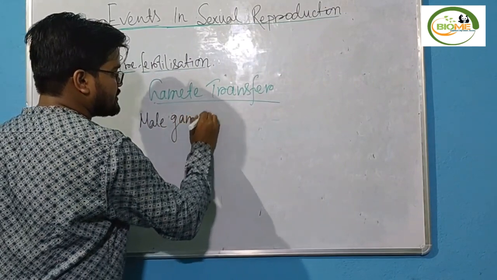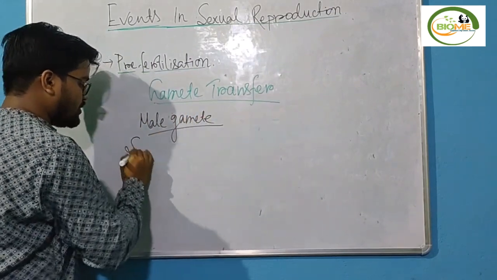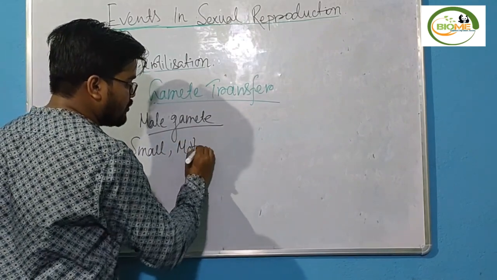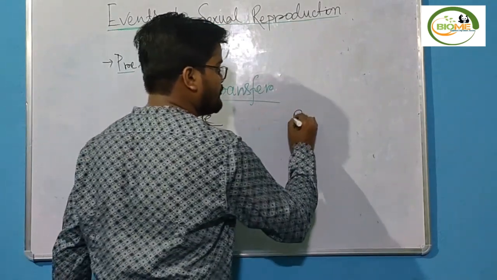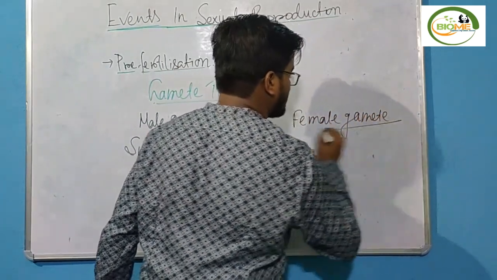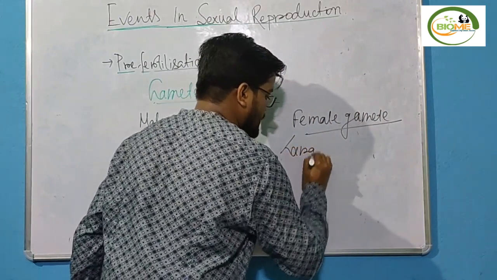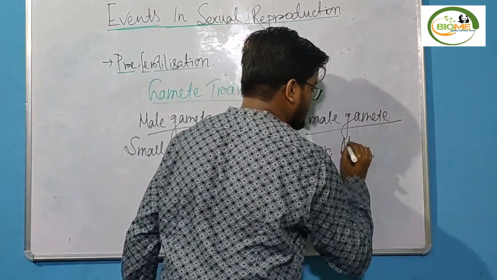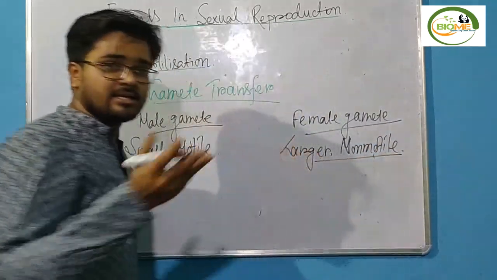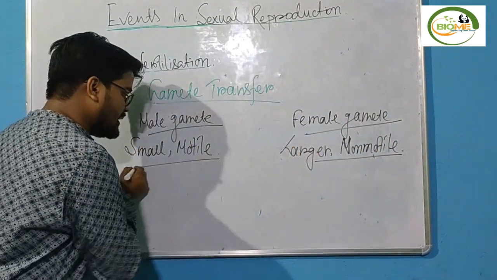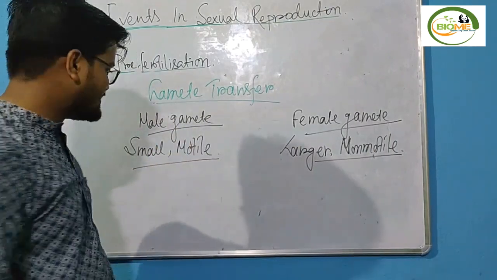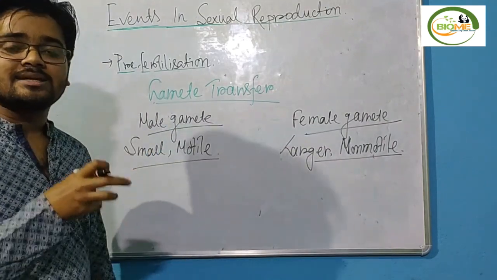Male gametes are generally small and they are motile, whereas female gametes are generally larger compared to male gametes and they are non-motile. They cannot move. Now, if the male gamete can move, it needs something to move with, otherwise how will it move?